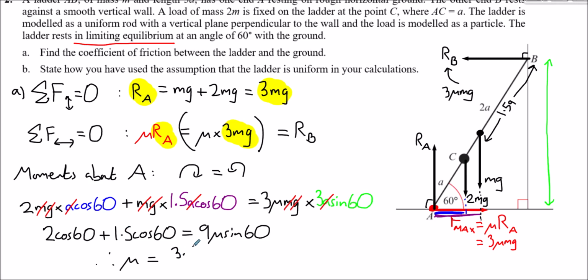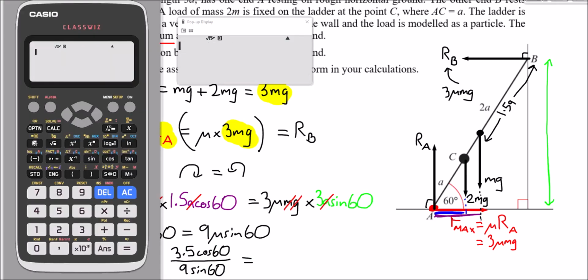You could, if you wanted, if you feel confident, say it's 3.5 lots of cos 60. If you don't, just leave it as it is in long form, let the calculator do the hard work for you. But here I'm just simplifying. 2 plus 1.5, 3.5 lots of the same thing. Divide by 9 and divide by sine 60. So 3.5 cosine 60 divide by 9 sine 60.